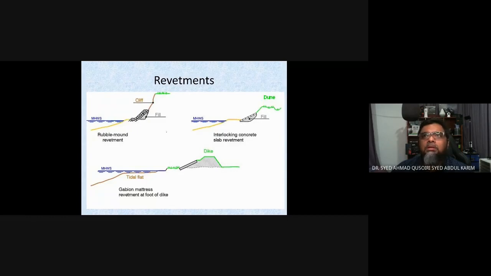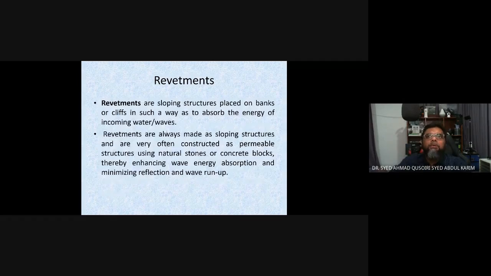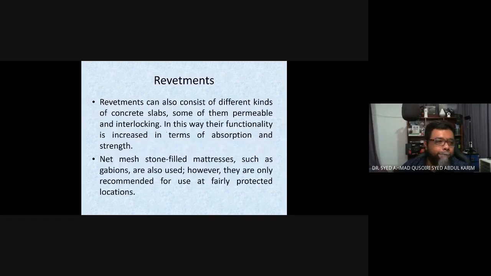Next is revetment: rubble mound, interlocking concrete, and gabion. Oh, okay. Sloping structures placed on banks or cliffs in such a way to absorb energy of incoming water. Made as sloping structure. As permeable structure using stone, concrete. So dia macam seawall tadi. Cuma seawall is 90 degrees. Dia at an angle. So it can be permeable. It can be interlocked. Net mesh stone fill mattresses.